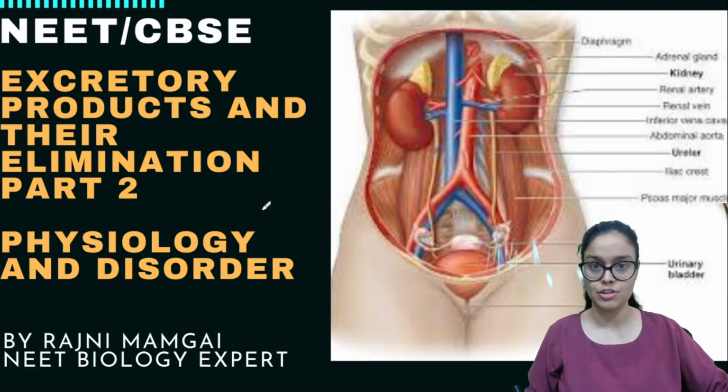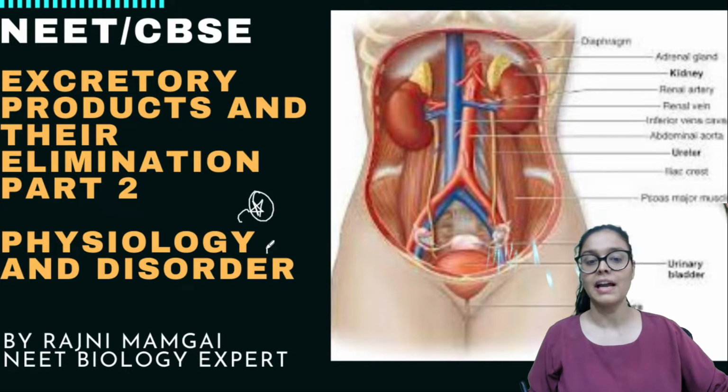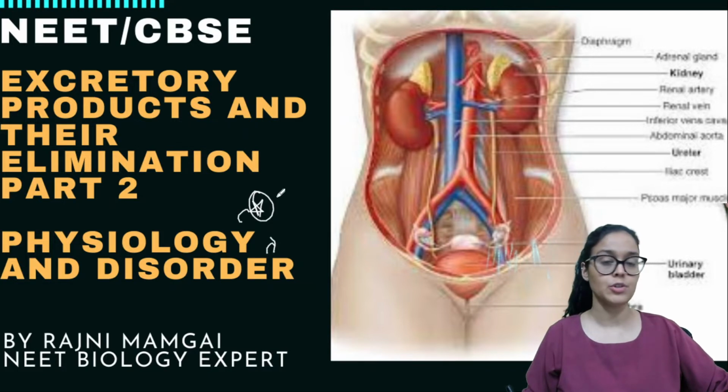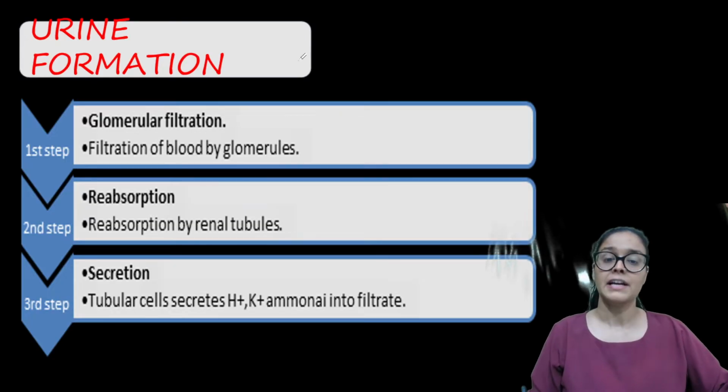We are done with the structure of the nephron. We have seen all the parts and all the functions. Now we will be starting physiology, that is the urine formation, and we will be seeing disorders today, right? So are you ready? We will be doing all the videos in one shot or two shots now. So let's start. Excretory products and their elimination. So we are going to start with the urine formation.